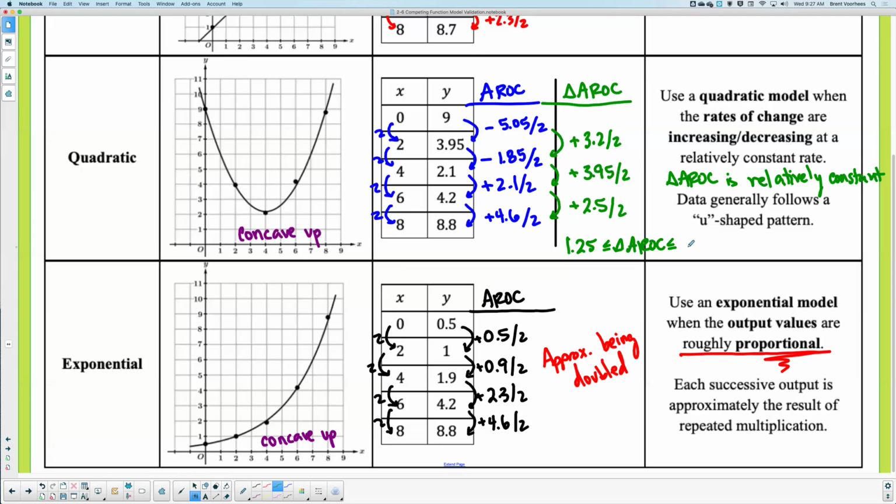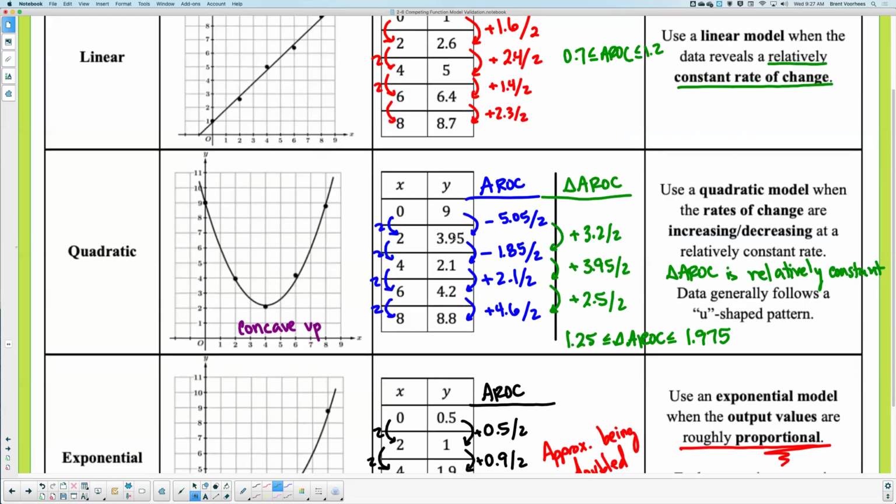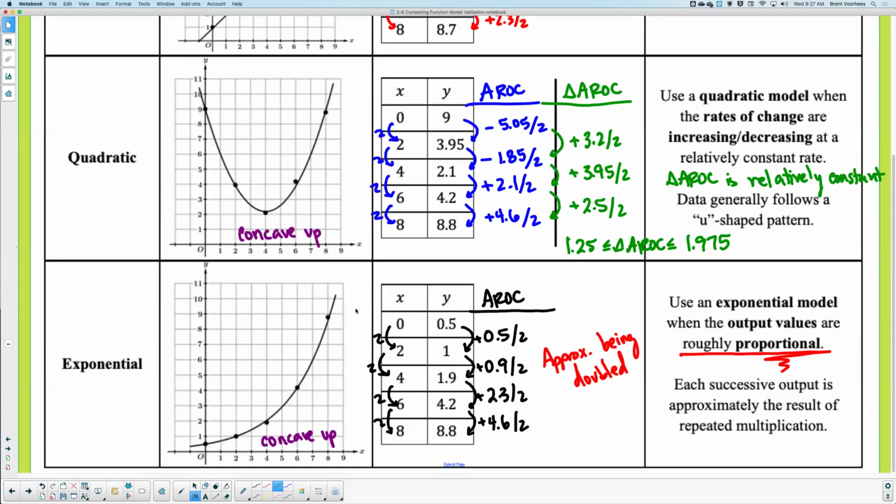You divide that by 2, and we get 1.975. I know that's a crazy number there, but that means the delta AROCs were always between 1.25 and 1.975. The whole point is the way to determine, you can look at the AROCs, you can look at the graph of the points. We're not going to have perfect values today, but we're going to look at values and make determinations from there. Okay, that was a long introduction.